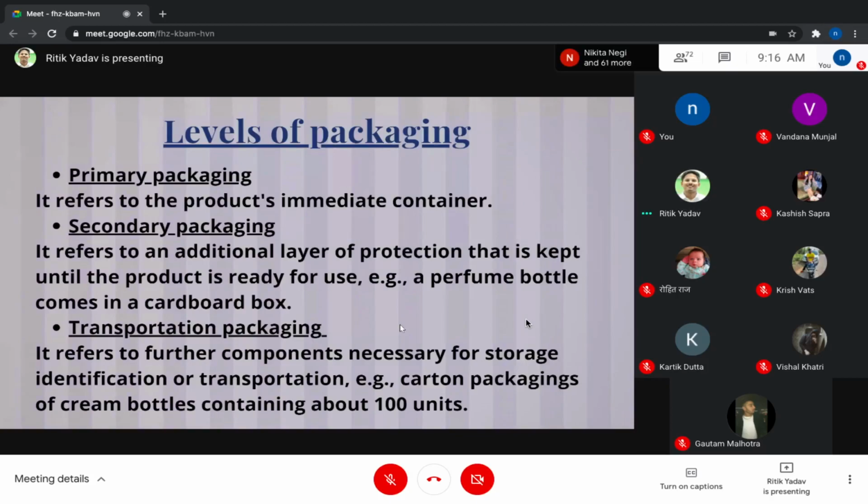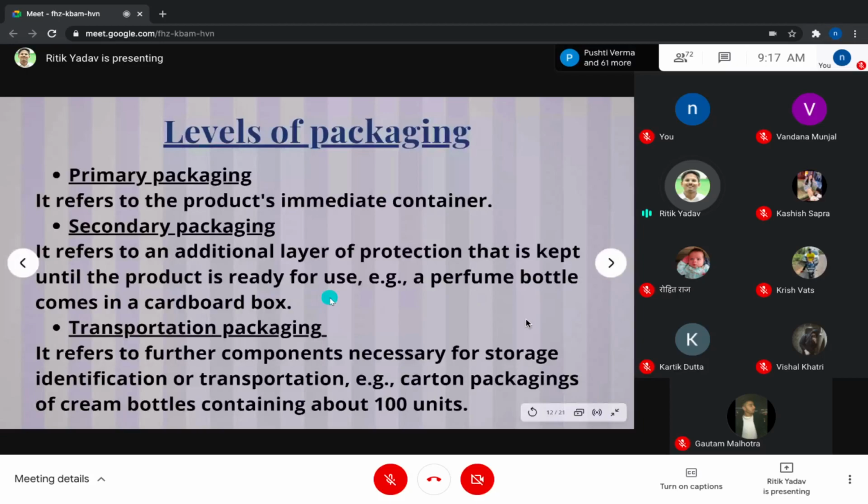Now, second, we have secondary packaging. It refers to an additional layer of protection that is kept until the product is ready for use. Example, a perfume bottle comes in a cardboard box. Also, a toothpaste comes in a small cardboard box.